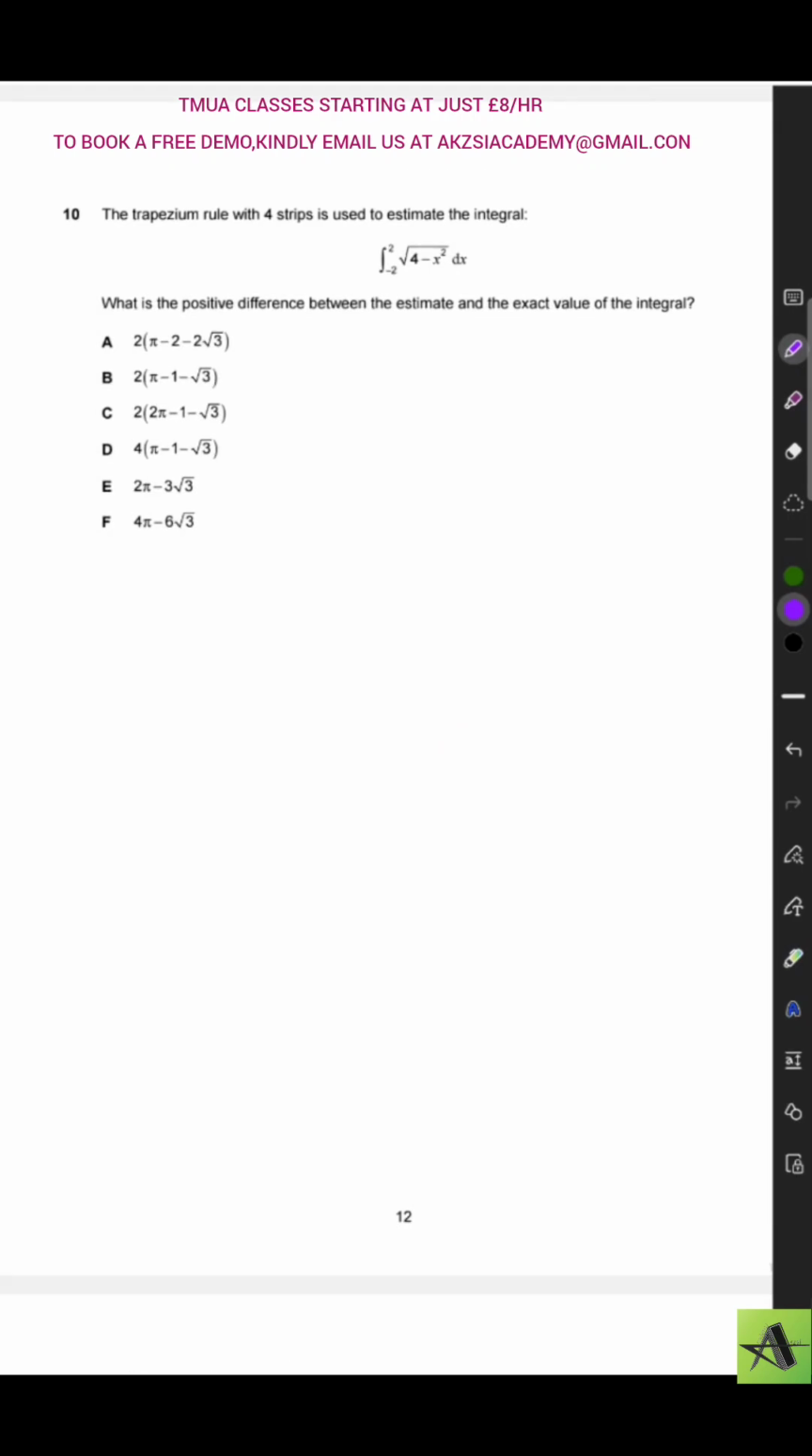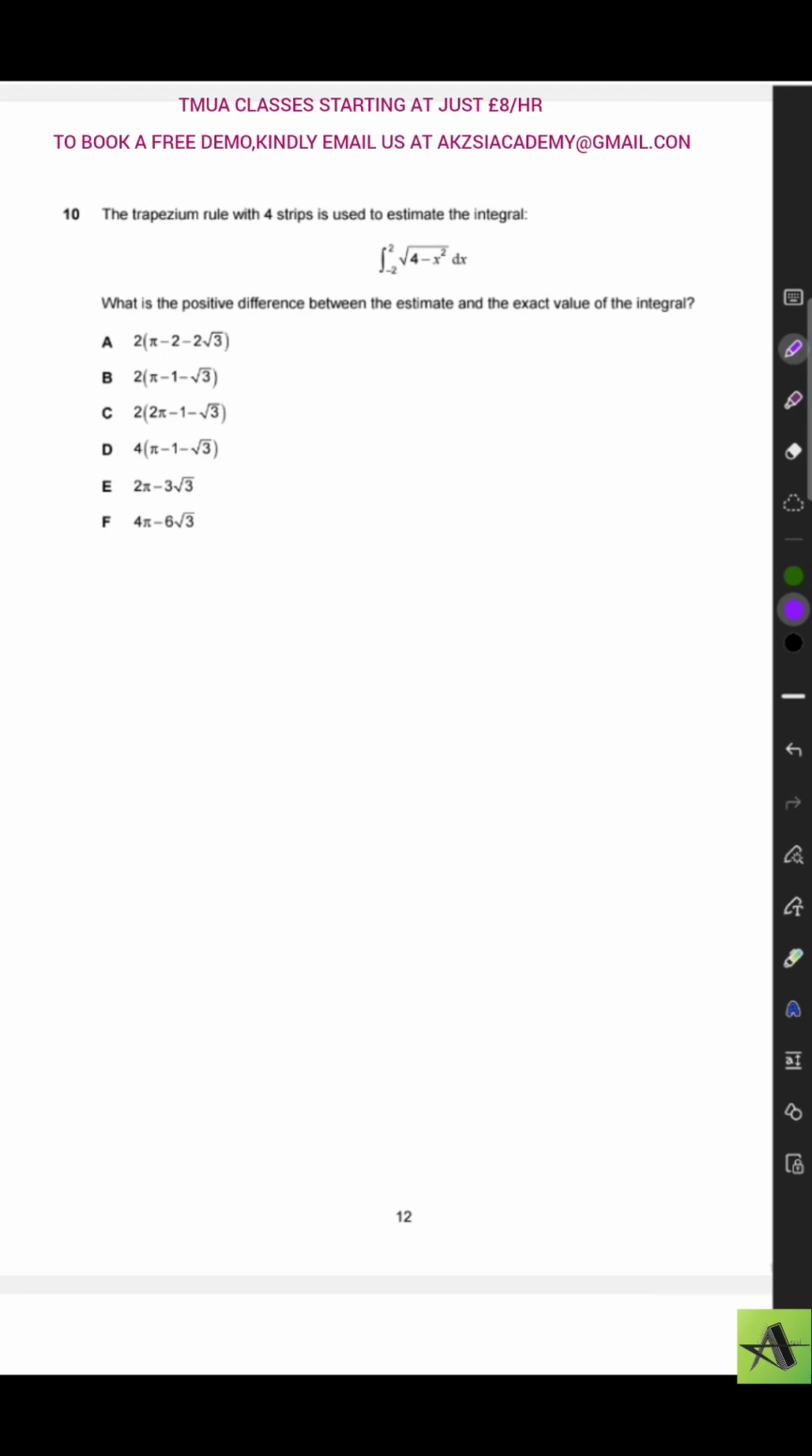The trapezium rule with 4 stripes is used to estimate the integral from -2 to 2 of root 4 minus x squared dx. What is the positive difference between the estimated and the exact value of the integral? So obviously for the estimation, we have to use the trapezium rule, whereas for the exact value, we have to use integration. And here, this exact value can also be calculated in 2 ways. First is by the circle, which we can easily calculate, and the second one is actually the method of integration.